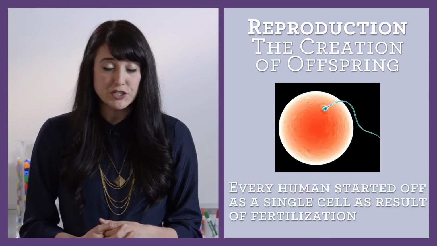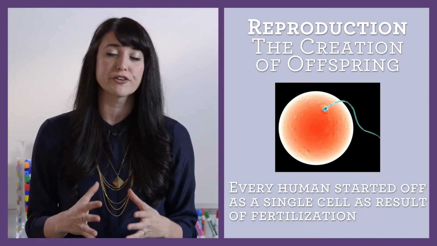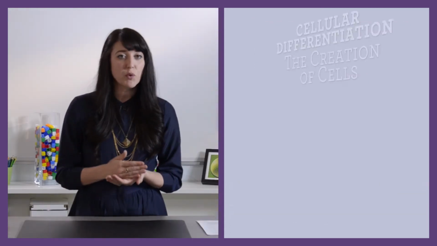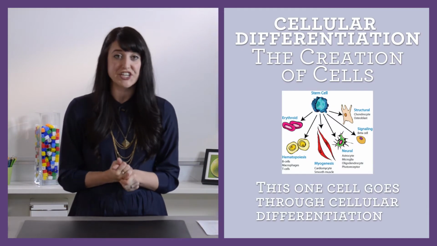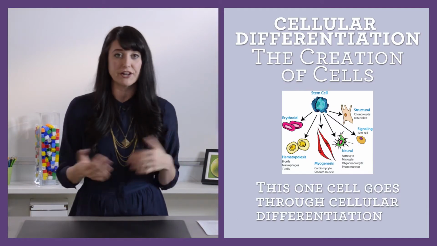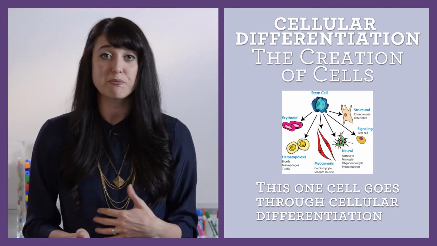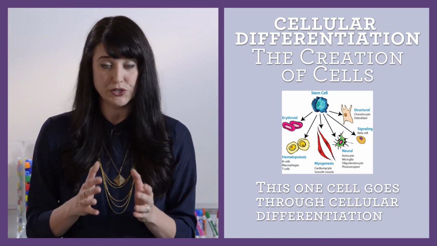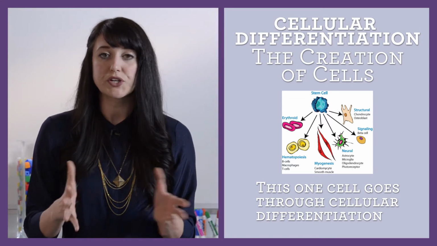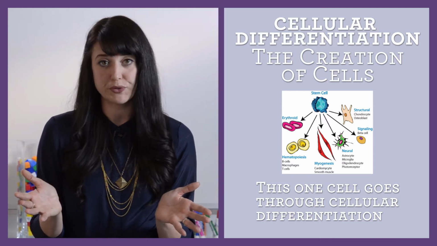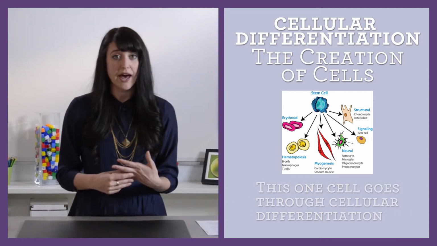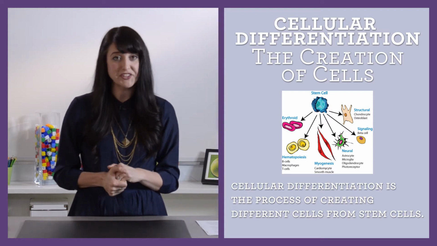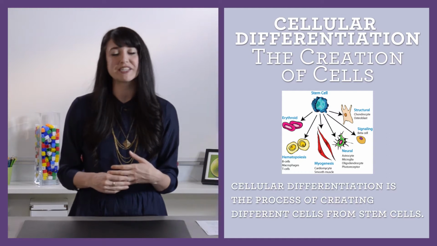Every human started off as one single cell through the process of fertilization, where a sperm fertilizes an egg. This one cell then went through cellular differentiation to become all of the different cells in your body. All of the cells in your body have the same DNA, so how do they look different? Well, certain genes are turned on in those cells, which then help them to develop into that specific cell. Let's recap. Cellular differentiation is the process of creating specialized or different cells from a stem cell.